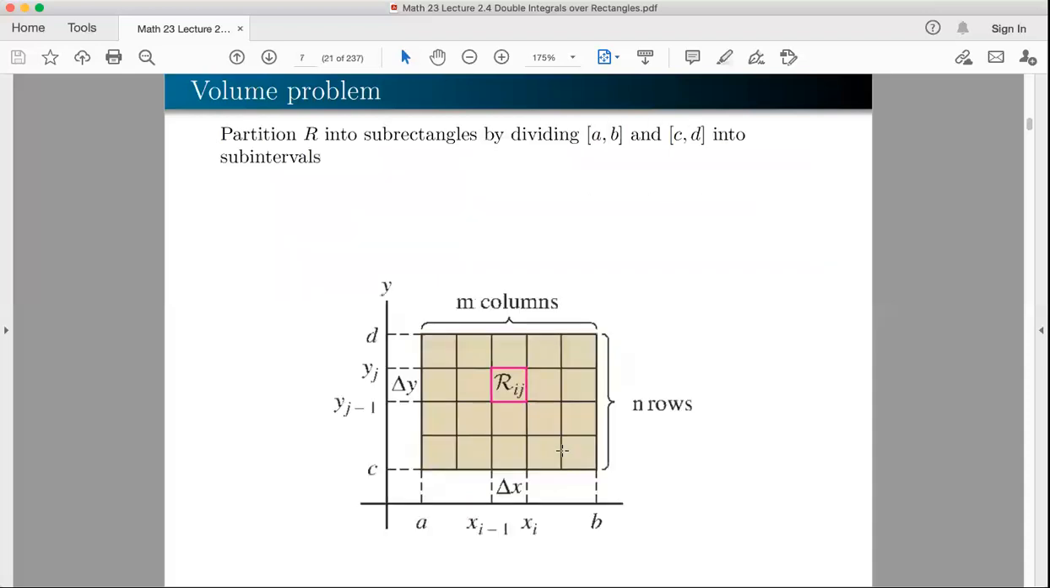So to do that, what we first do is we partition the region R into subrectangles. So we divide AB and CD into subintervals. Dividing our interval AB into subintervals, we form M columns. And then dividing our interval CD into subintervals, we form these N rows. So we get a total of M times N subrectangles. And the length of the subrectangle is delta x, and its width is delta y.